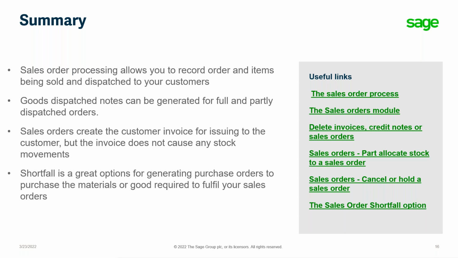And remember that shortfall option. So if you are using purchase orders as well and you do have a shortfall, you can use that shortfall option to produce a purchase order from within the sales order window, again saving you time as well. So I've provided links on pretty much all of the things we've covered today there, including how to cancel and hold, take items off stock, unallocate stock, etc. So there's lots of links on there for you to find.